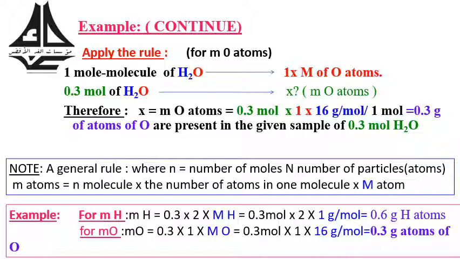For the mass of O atom in the given sample, it's equal to 0.3 mole, which is the number of moles of molecule, times 1, which is the number of O atoms present in one molecule, represented by the subscript as we have said, times the molar mass of the atom oxygen, equals then 0.3 times 1 times 16 gram per mole equals 0.3 grams of O atoms.